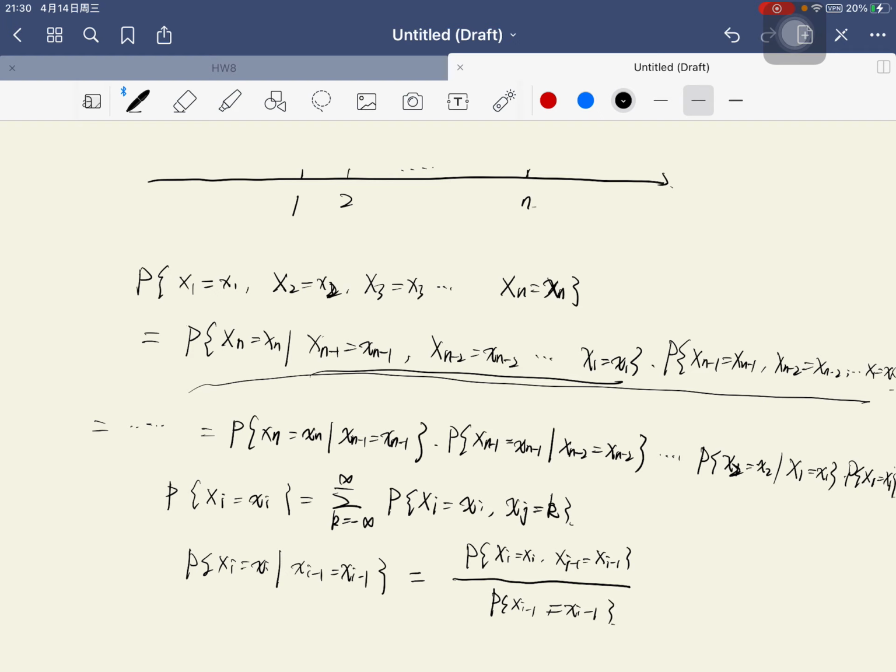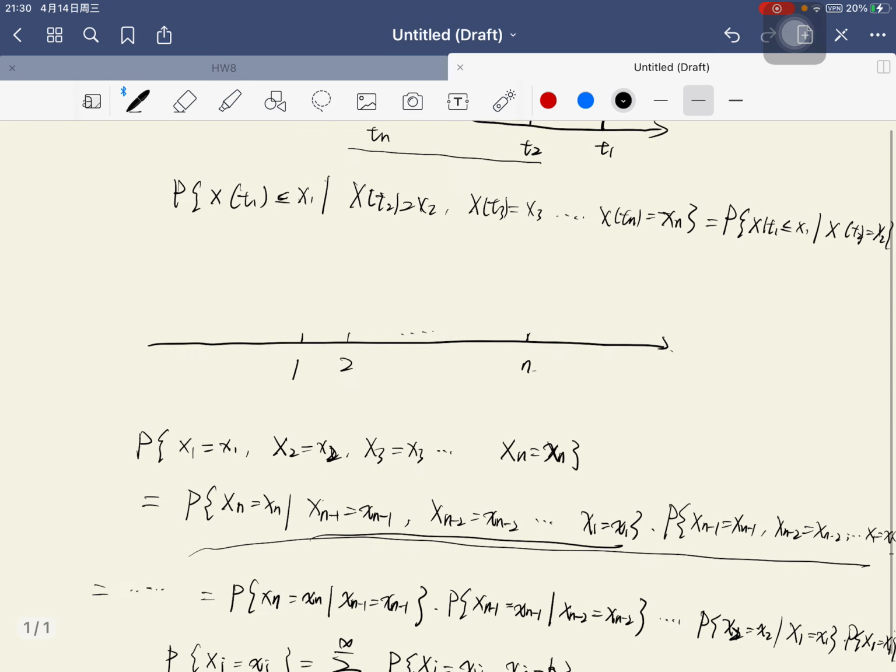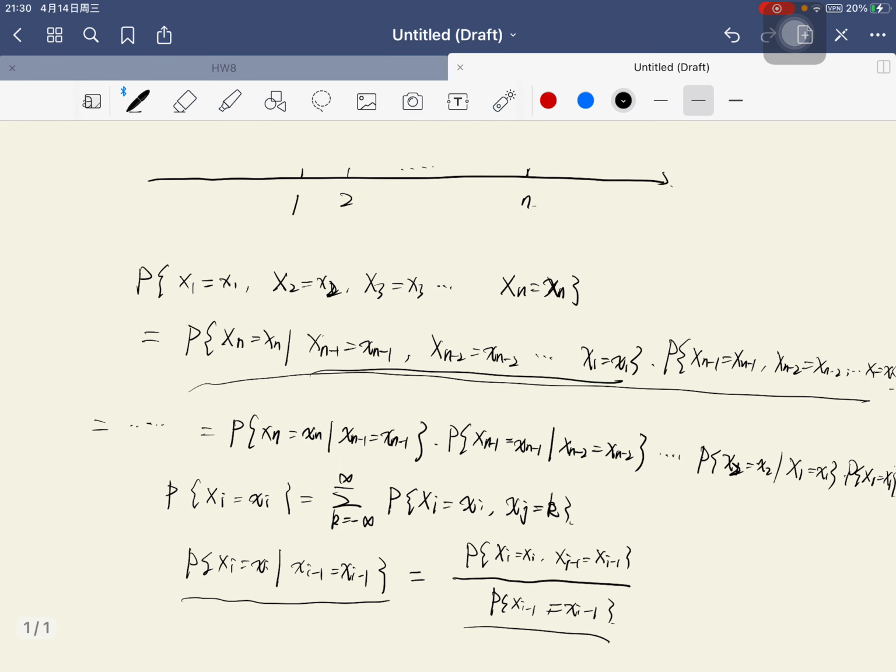So we could use the i, j to reduce the Markov chain to the second order function. So that's all. Thank you.